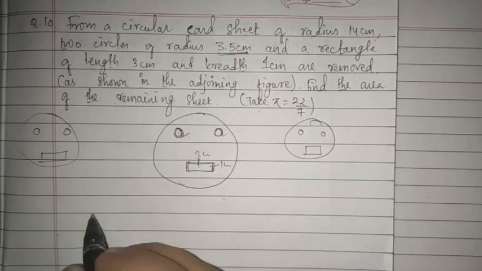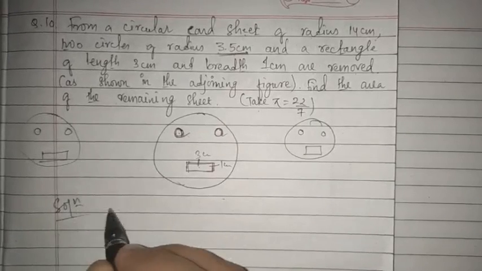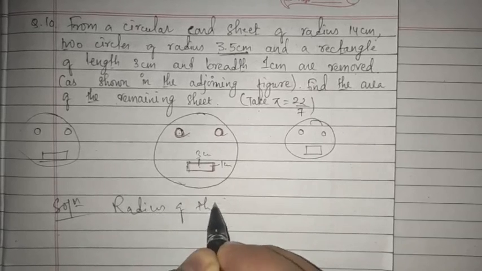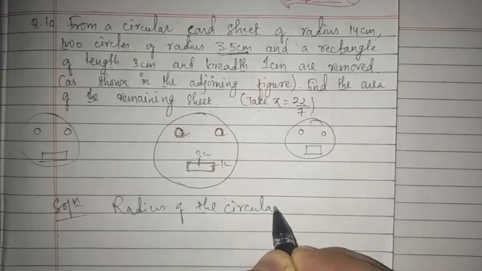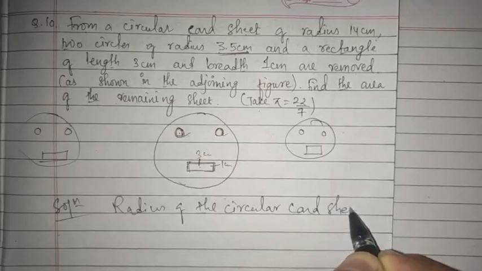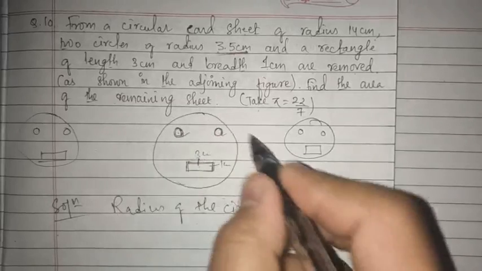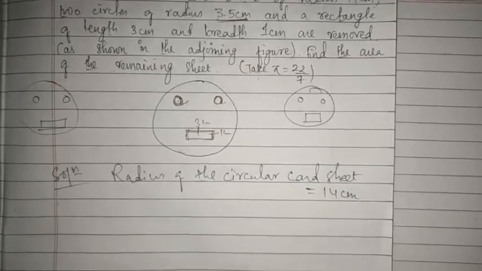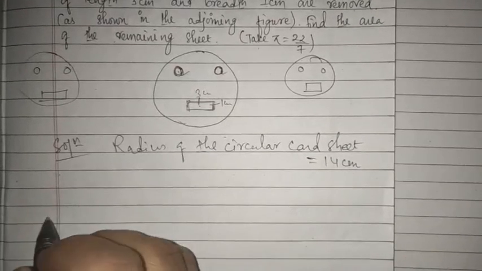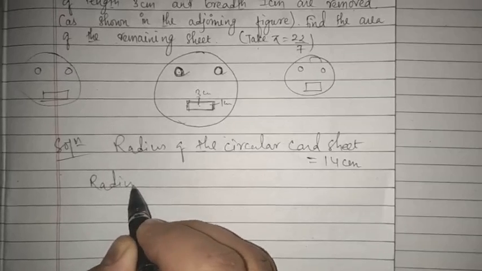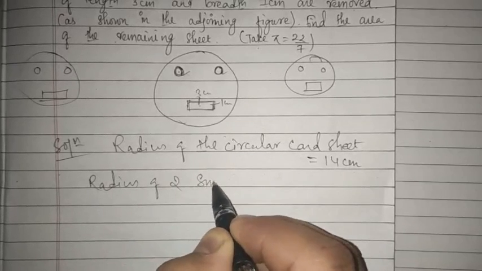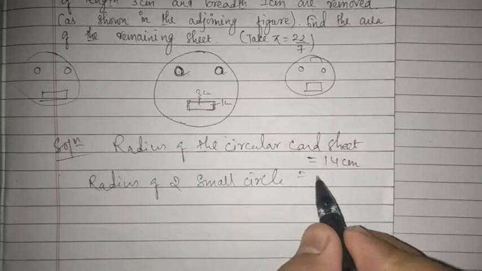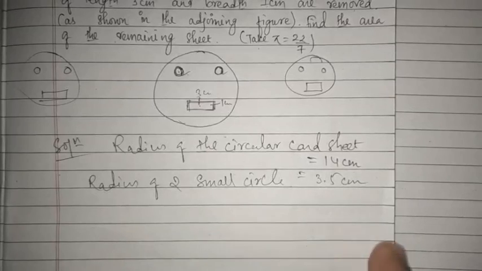It's very easy. Just you have to be careful whenever you are doing. Read the question first, or first of all list out whatever is given. You'll write like this. So radius of the circular card sheet. Circular card sheet means this bigger circle, radius is 14 centimeter. Now next, let us write the radius of 2 small circles. Why did I write 2 small circles? Because there are 2 small circles, right? So you may write 3.5 centimeter for each.